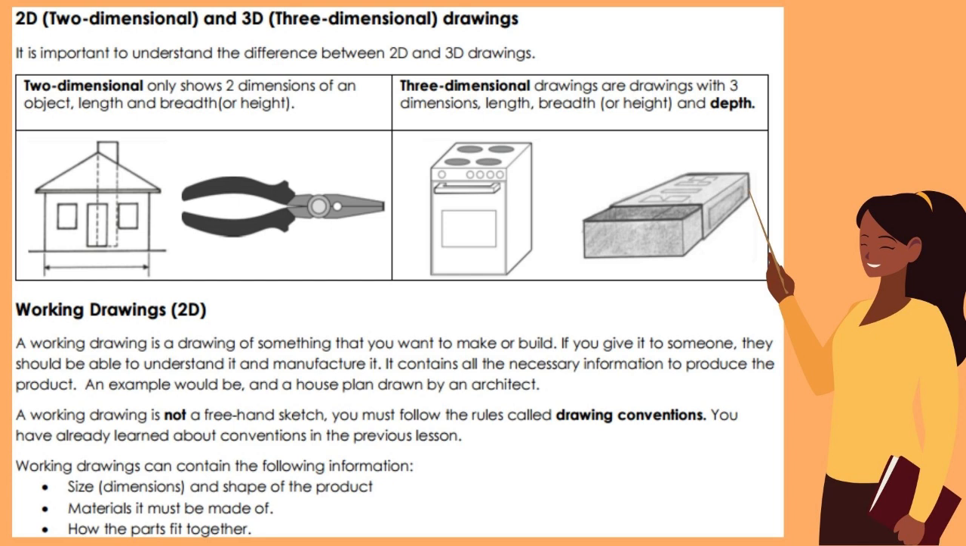A working drawing is not a freehand sketch. You must follow the rules called drawing conventions. You have already learned about conventions in the previous lesson. Working drawings can contain the following information: the size, dimensions, and shape of the product, the materials it must be made of, and how the parts fit together.